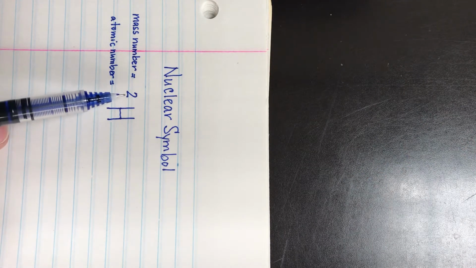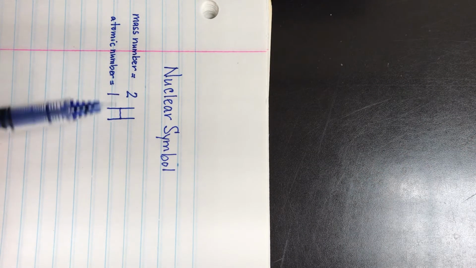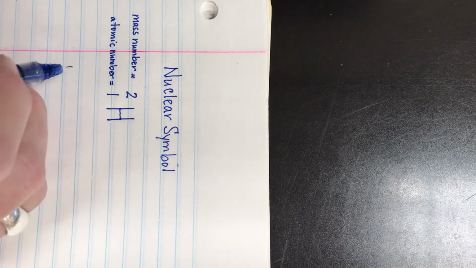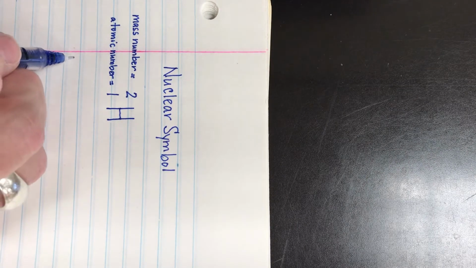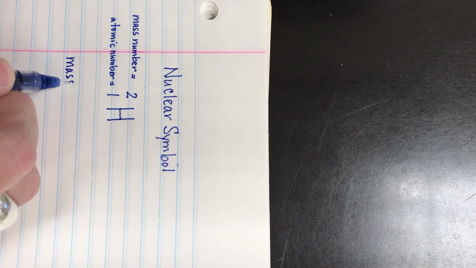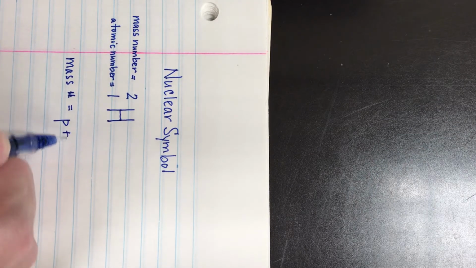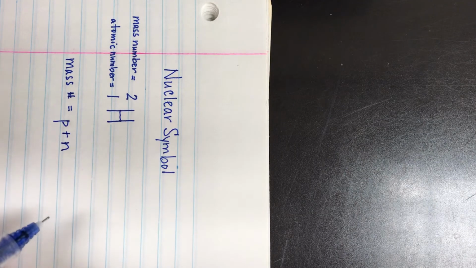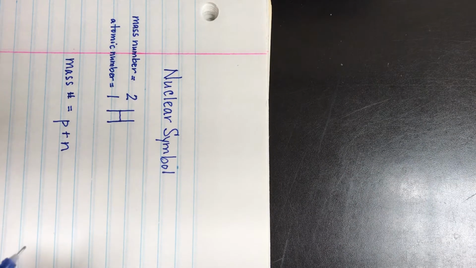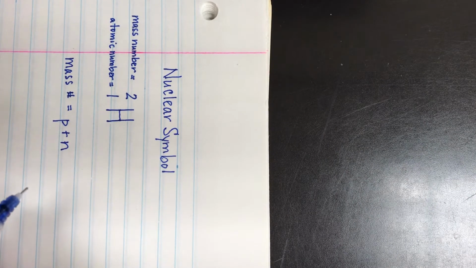The top number is the mass number. And if you remember from your atoms notes, the mass number is the protons plus the neutrons, because the protons and the neutrons have mass. Electrons do not have mass.